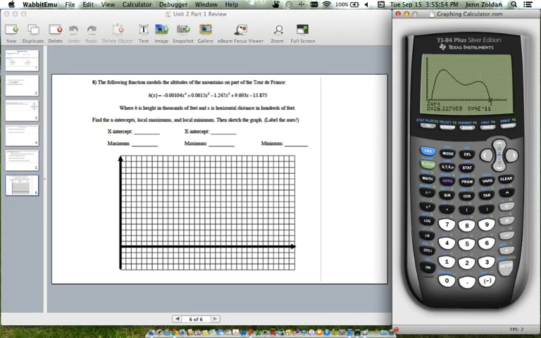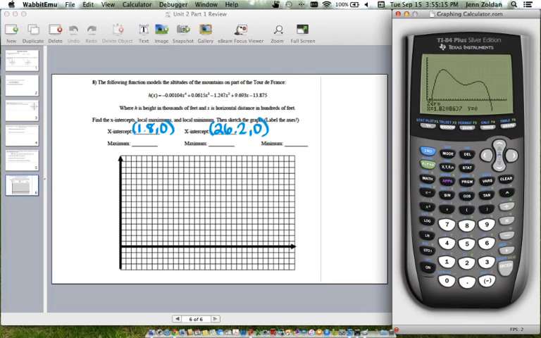So that zero is at 26.2, and that E always means zero, so the y coordinate is 0. So let's go ahead and write that down. It was 26.2, comma 0. So now that we have our x-intercepts, or the zeros, we can go ahead and find the max and mins.